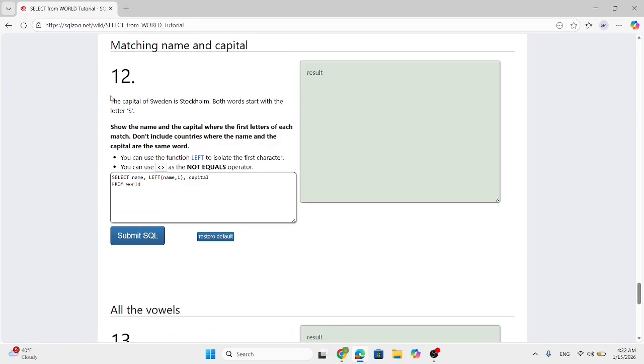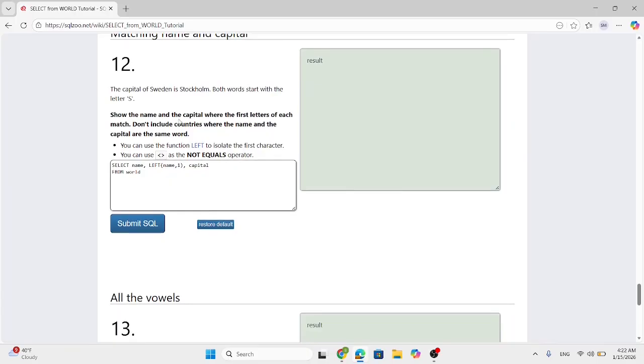Last 2 questions. The capital of Sweden is Stockholm. Both words start with the letter S. Okay, Sweden, name, Stockholm, capital, SS. Okay, show the name and the capital where the first letters of each match. Don't include countries where the name and the capital are the same word.